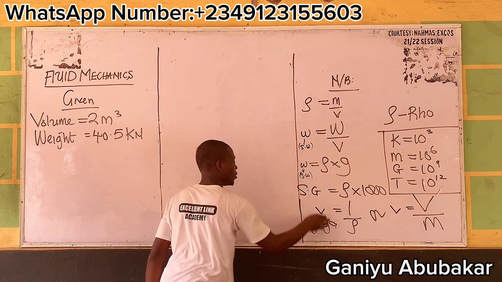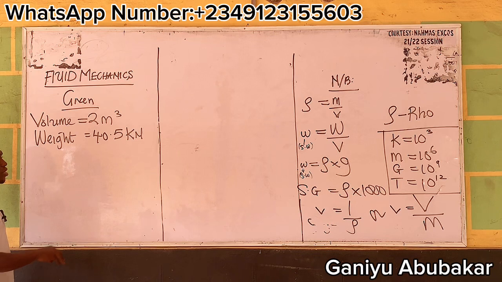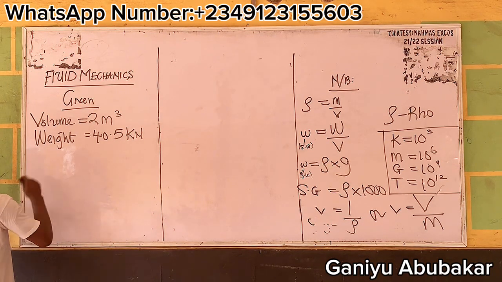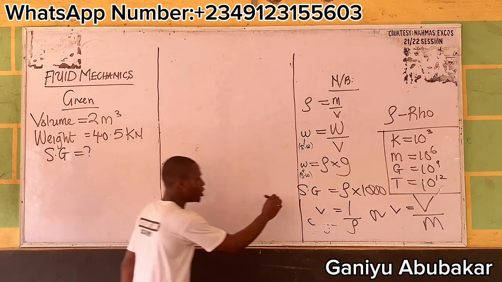Just that stuff there. Let's replace. Now look up. What am I looking for? SG, specific gravity. SG is unknown. What's SG here?